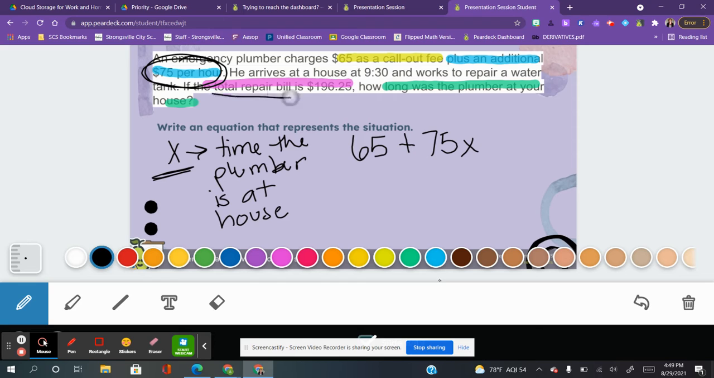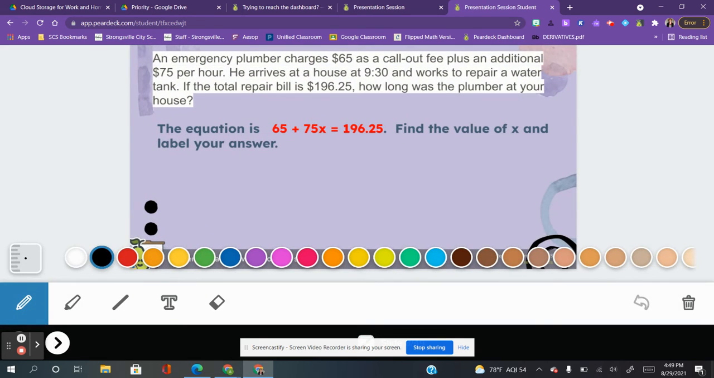And that should equal the total amount, which is $196.25. So now I have an equation that would help me find the amount of time the plumber is at my house. Let's go to the next slide. Oh, there it is. The equation is 65 plus 75x equals 196.25. Perfect. And now it says find the value of x and label your answer.